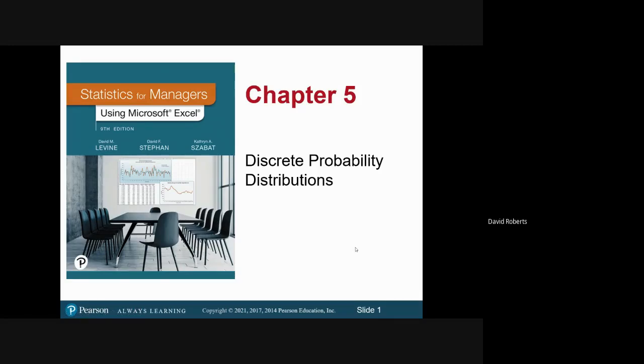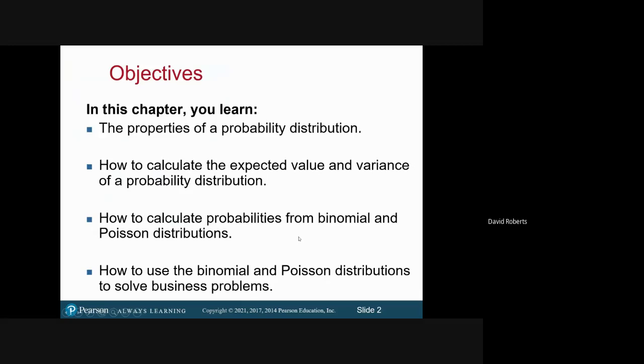Welcome to Chapter 5. As you can see from the slide, we're going to deal with something called discrete probability distributions. If you remember, discrete means there are gaps between the data. So we're going to look at what a probability distribution is, which really ties in with what we just dealt with, frequency distribution, that gives us a probability distribution. It's the area underneath the curve. That's really what it comes down to.